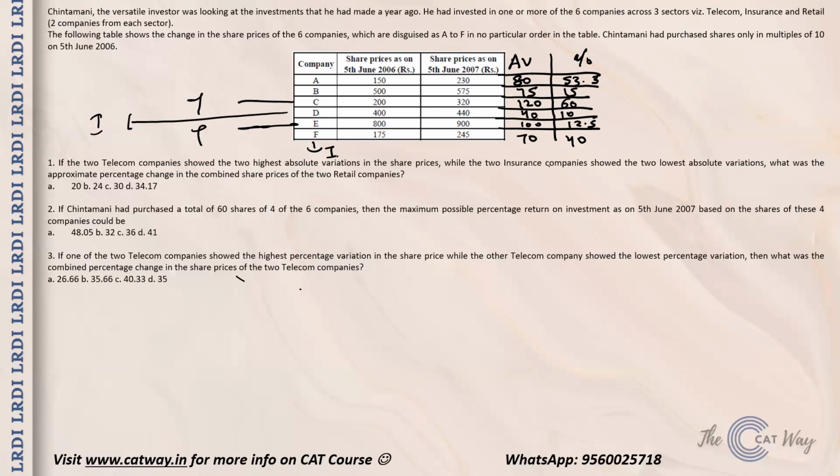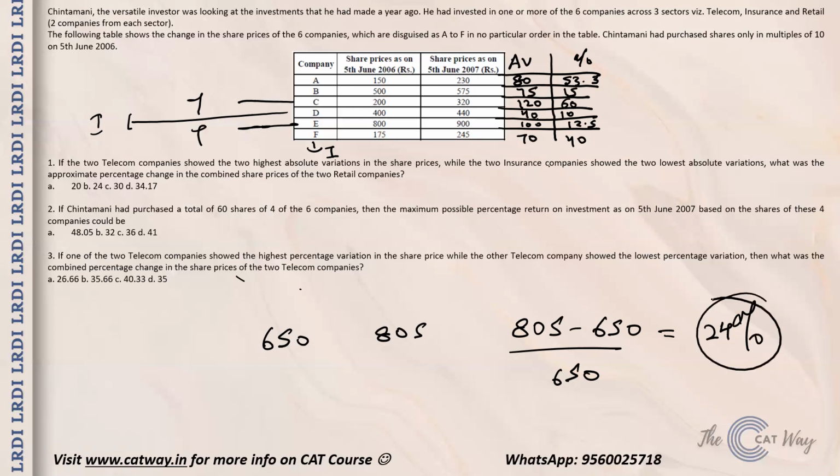Now you see, guys, that the prices were in total of 650. Currently, the current price for them is 805. So what is the difference? 805 minus 650 divided by 650. That would give you the approximate percentage change, that is of 24%. So option number B would be the right answer over here.